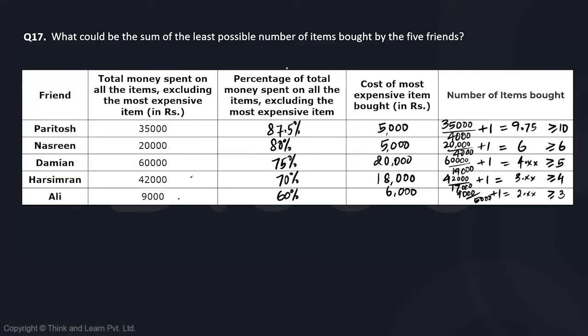So let's solve the questions now. What could be the sum of the least possible number of items bought by the 5 friends? So we can see that Paritosh must have bought at least 10 items, Nasreen at least 6, Damian at least 5, Har Simran at least 4, Ali at least 3. So if we add this, this is going to be a total of 28. So minimum 28 items they must have bought.